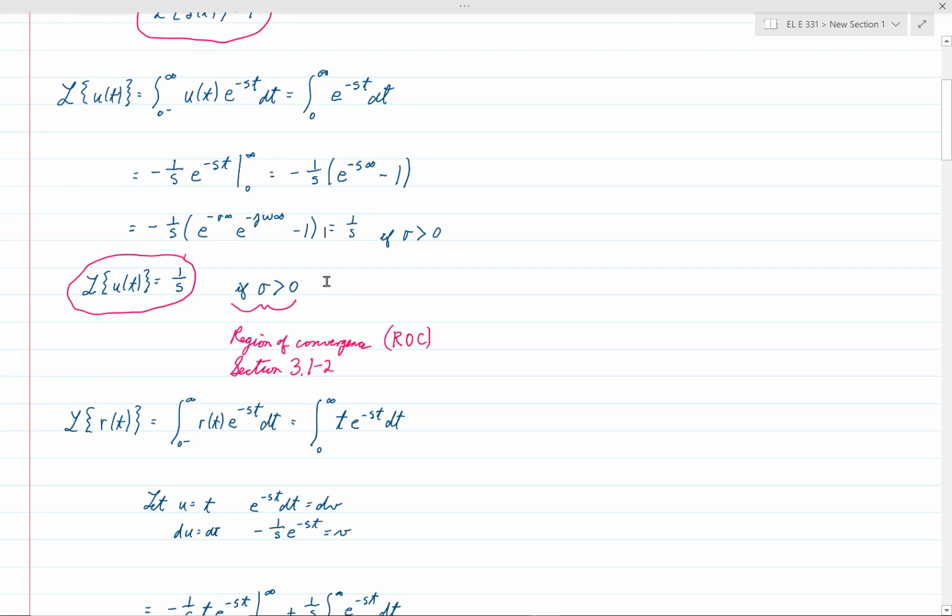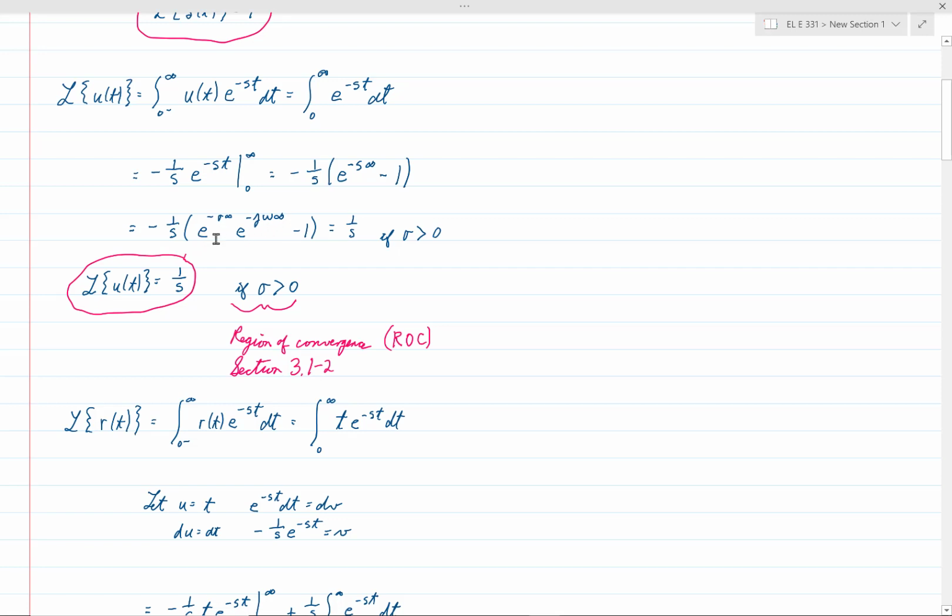Our reasoning at this point is that e to the minus j omega times infinity just has a magnitude of 1. Regardless of what omega is, this is just a number on the unit circle in the complex plane, so it always has a magnitude of 1.